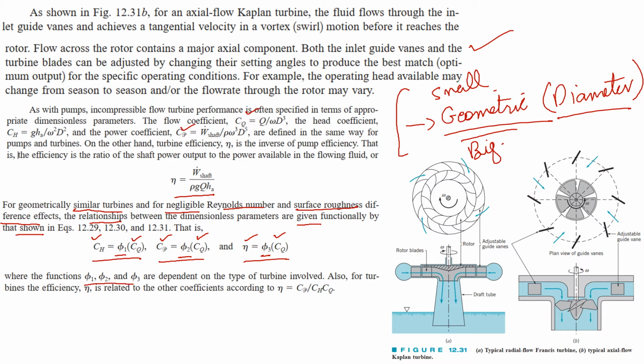These are dependent on the type of turbine that is involved. These pi terms are basically related to which type of turbine we are going to use: either a Pelton wheel, that is an impulse turbine, or a Francis turbine, or an axial flow turbine. This is when we are going to choose these three pi terms. Also, turbine efficiency is related with the help of this equation to the power coefficient, the head, and the flow coefficient.